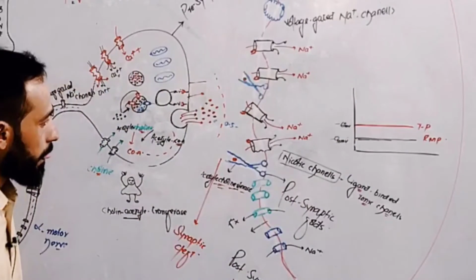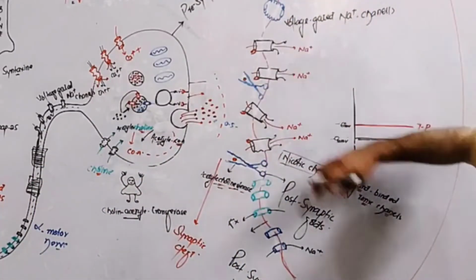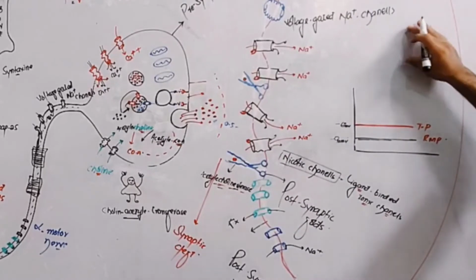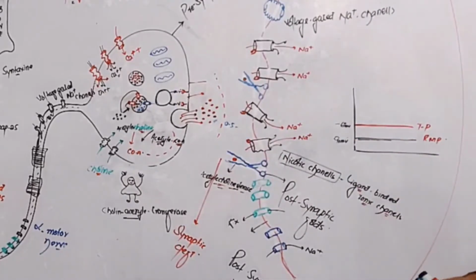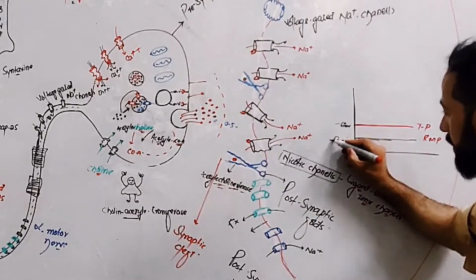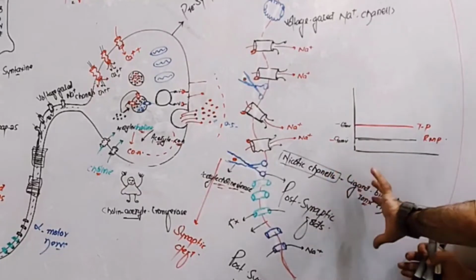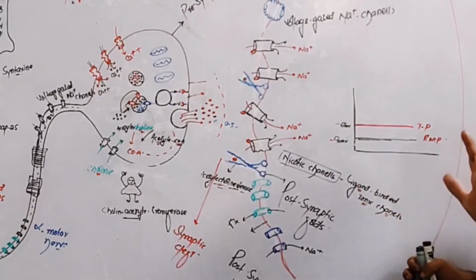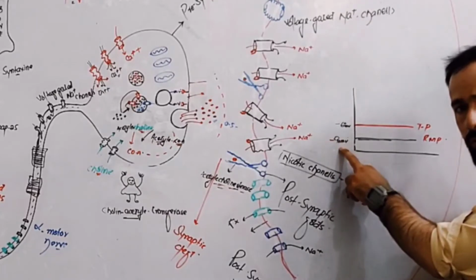Now look carefully. The cell is kept negative. Inside the cell, the potential of the cell is kept negative. I will show you. This is negative. Okay, why is it negative? If you know physiology, it is better for you. So it is minus 90 millivolt.